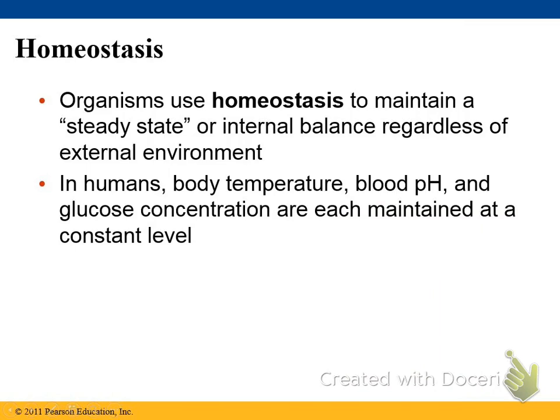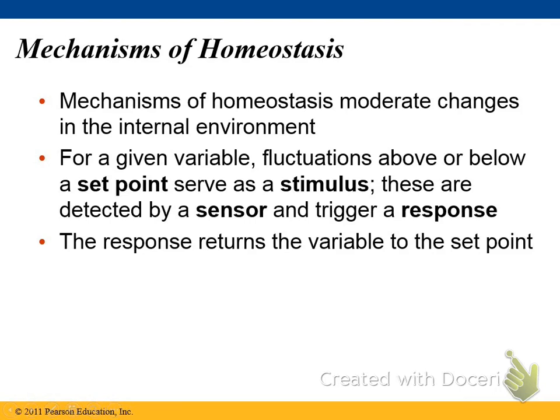Homeostasis: organisms use homeostasis to maintain a steady state or internal balance regardless of the external environment. In humans, body temperature, blood pH, and glucose concentrations are each maintained at a certain constant level. Mechanisms of homeostasis moderate changes in the internal environment. For a given variable, fluctuations above or below a set point serve as a stimulus. These are detected by a sensor and trigger a response. The response returns the variable to the set point.